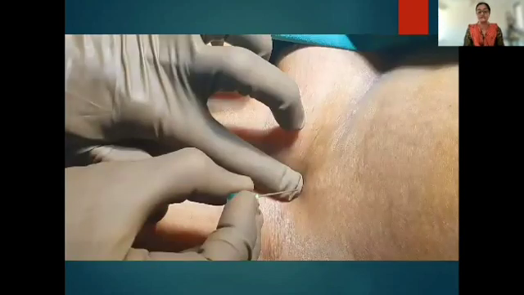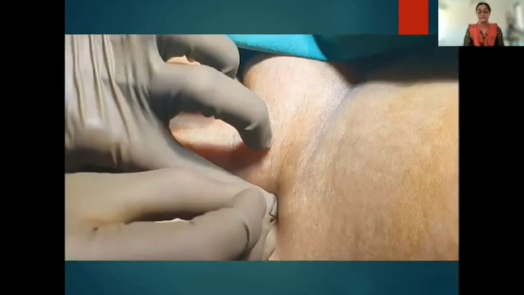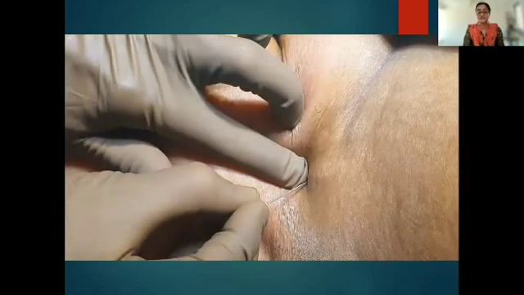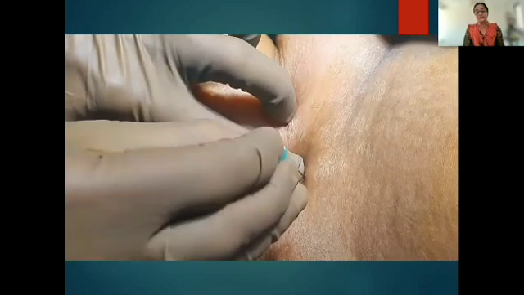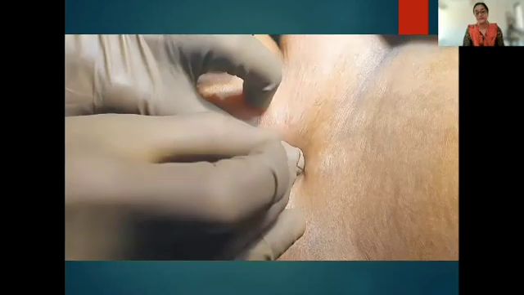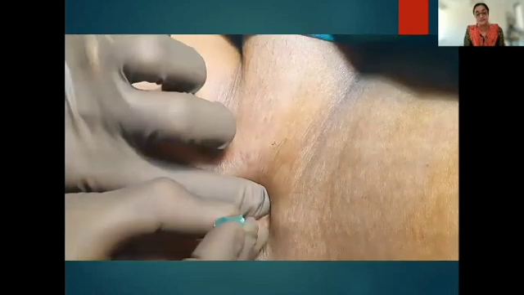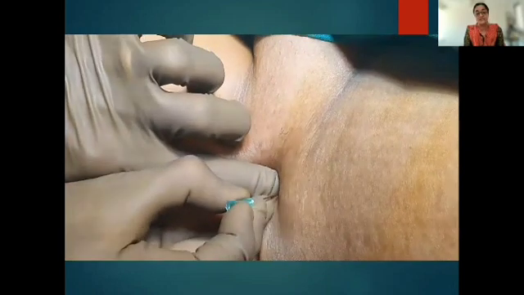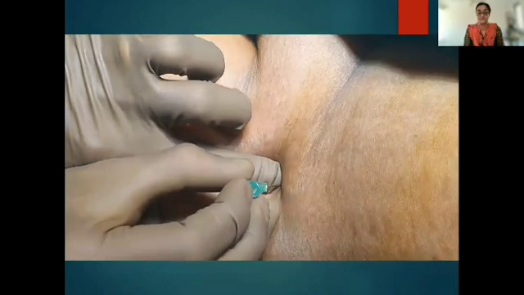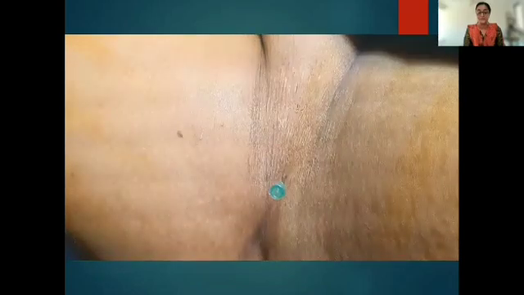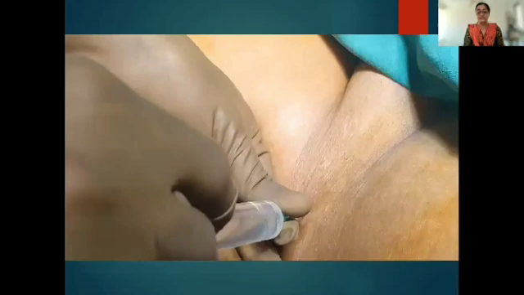So you enter through the sharp edges at 45 to 30 degrees. You pierce the skin, enter, and then you make it perpendicular. That is your first bounce. Go further. You'll get the first pop, that is the fascia lata is pierced. Then you get the second bounce and second pop, that is the fascia iliaca is pierced. Now you take the LA drug, hold the needle carefully, aspirate and inject.